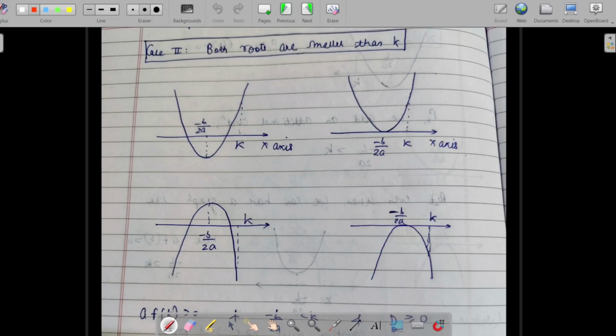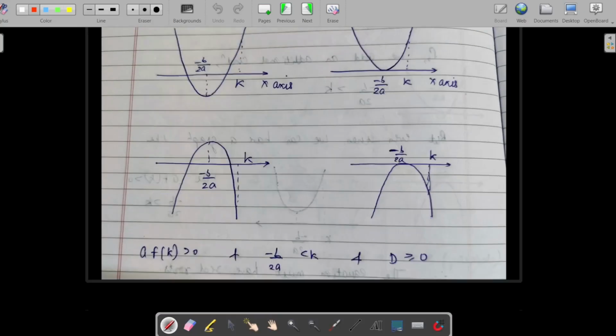Similarly, when both roots are less than k, it is an exactly similar case to the previous one, but here minus b by 2a has to be less than k, because the vertex has to lie to the left of k. Exact same reasoning as the previous one, but the only change in condition is this one.